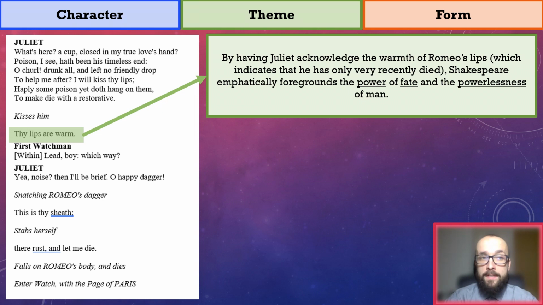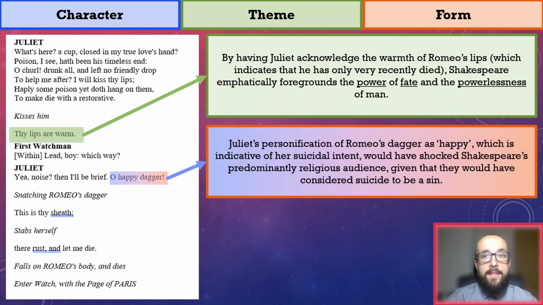Hearing that people are approaching, Juliet decides to speed up her death by stabbing herself with Romeo's dagger, which she personifies as happy. Now, this personification would have shocked Shakespeare's original audience, given that they were predominantly religious, and given also that suicide was something that they would have considered to be a sin.